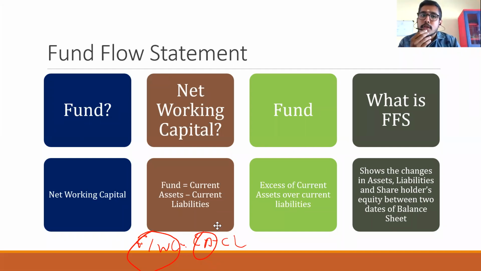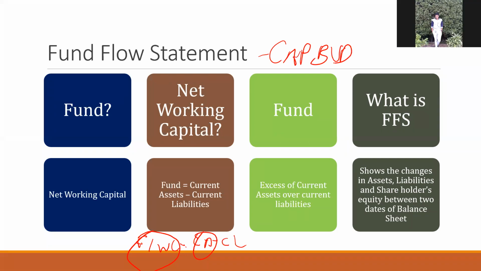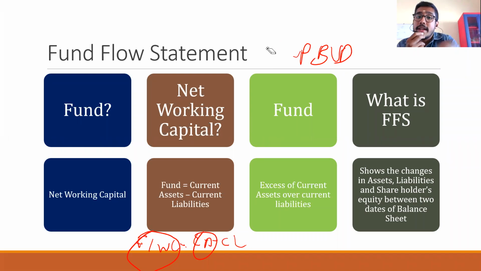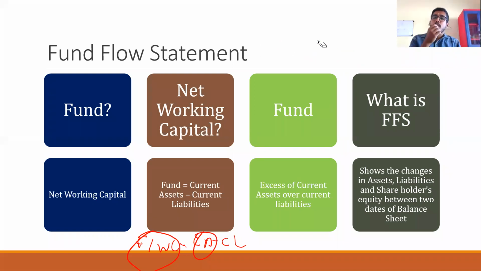So what is the purpose of doing fund flow statement? It helps in capital budgeting. It also helps us to analyze why the changes occurred when it comes to the items of the balance sheet.